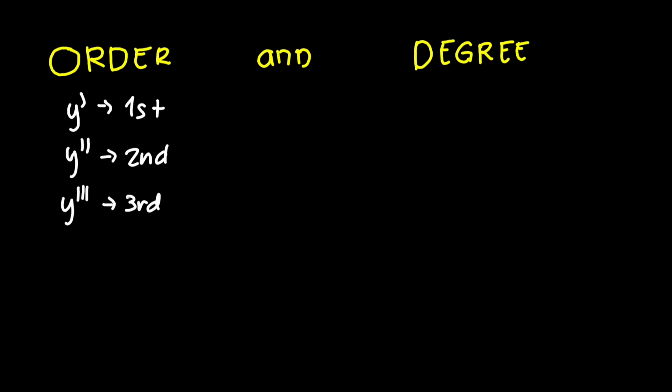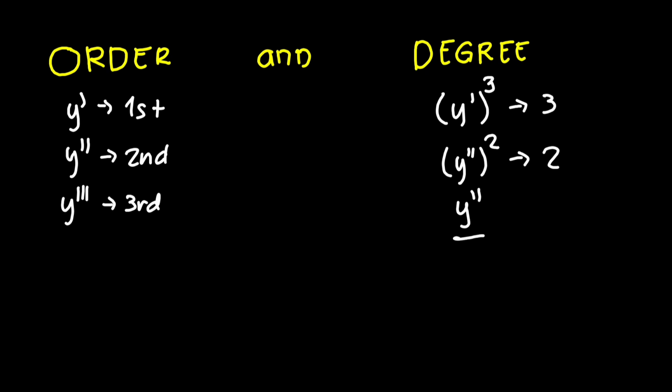And for degree, the degree is the power of the highest derivative of the equation. So let's say something like your highest derivative is y prime, and it is raised to 3. And so your degree here would be equal to 3. If you see something like y double prime and it is raised to 2, the degree here is 2. And just in case you see a y double prime and this is your highest derivative in the equation and there is no exponent, it is automatically 1.